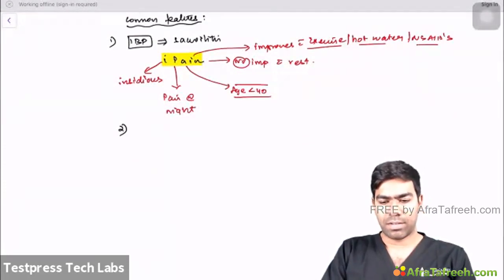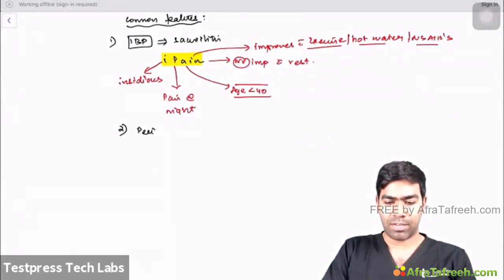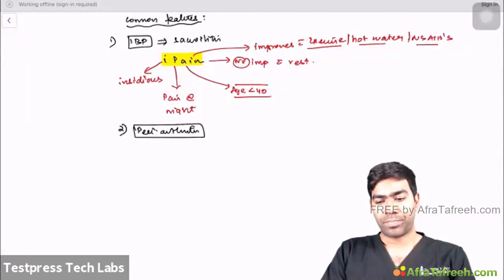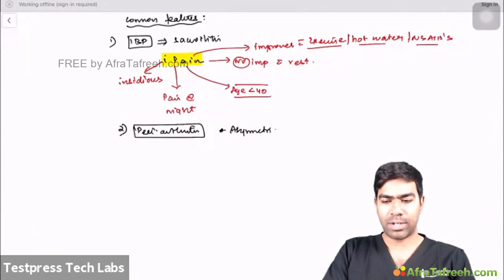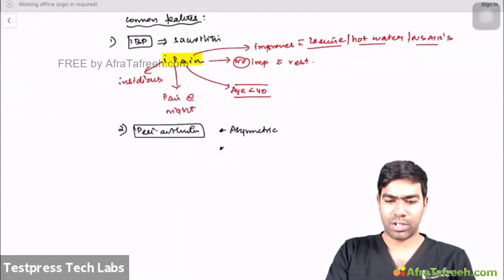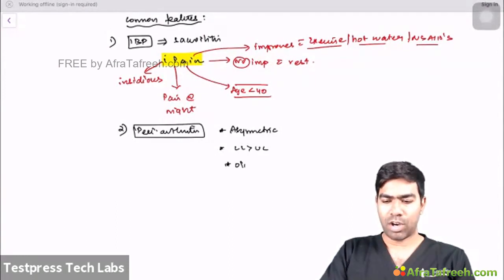Then we can have peripheral arthritis. Apart from the inflammatory back pain, these individuals can have a peripheral arthritis. As far as the peripheral arthritis is concerned, there are many important points. They are typically going to be asymmetric, and they will involve the lower limb more than the upper limb. And more importantly, they will be oligoarticular in nature.